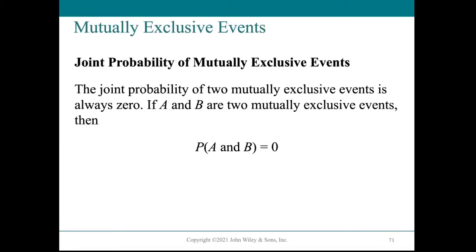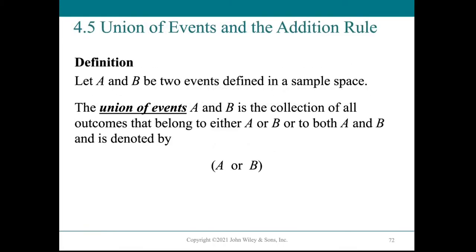Okay, so joint probability of mutually exclusive events. The joint probability of two mutually exclusive events is always 0 because two events cannot occur at the same time. Therefore, there is no intersection among them. So, how about union? Let A and B be two events defined in a sample space. The union of events A and B is the collection of all outcomes that belong to either A or B or both A and B.